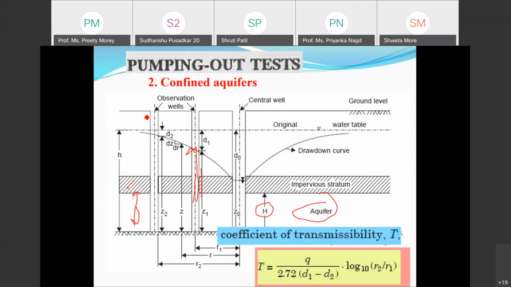Now, how much water is transferred from this well is called the coefficient of transmissibility, and that is again given by the same equation: Q is equal to T is equal to Q upon 2.72 (D1 minus D2) log10 (R2 upon R1). This D1 and D2 are the amount of water which has been dropped. See, this is D1 and this is D2.